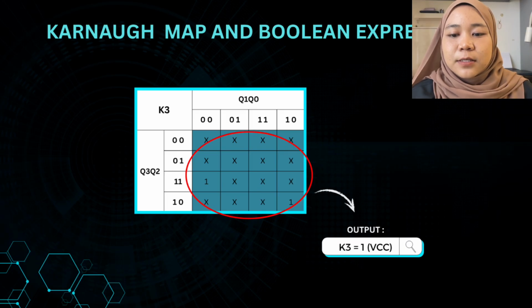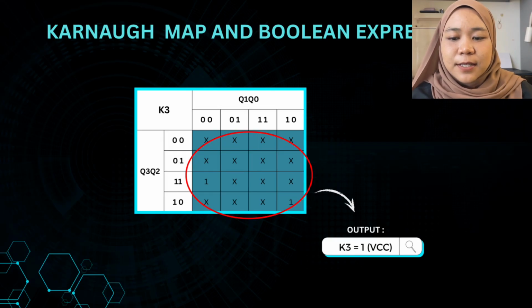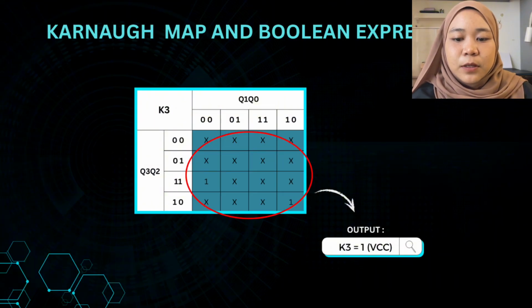Next, this Karnaugh map is for our K3 input. After mapping the 1s and Xs from our excitation table onto the K-map, we identify groupings of adjacent 1s or Xs to simplify the expression. As you can see from the grouping, the most simplified expression for K3 is 1, which means K3 will be connected directly to VCC or a high voltage source in the circuit.